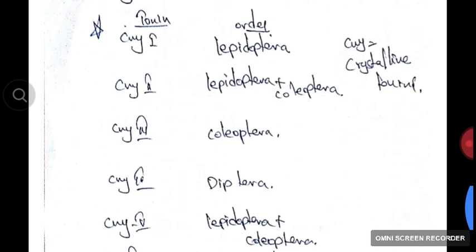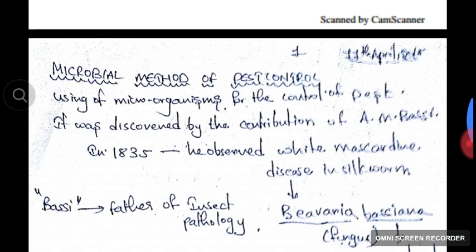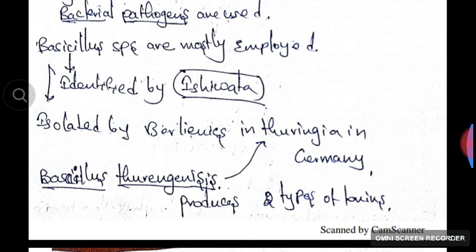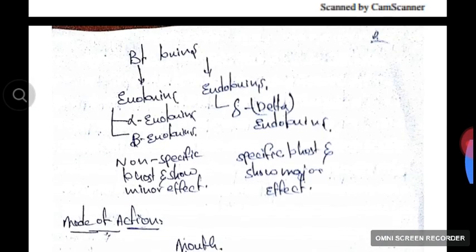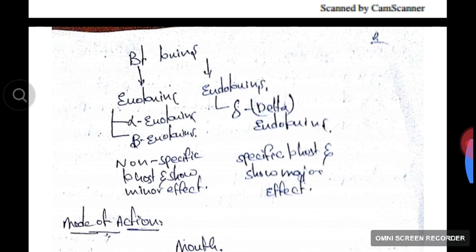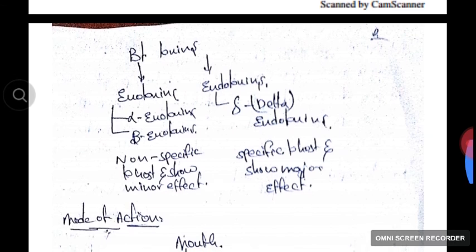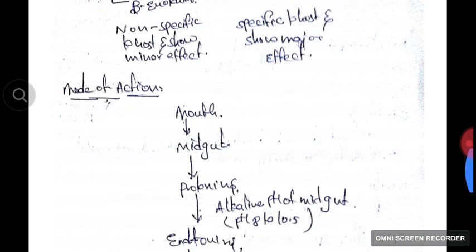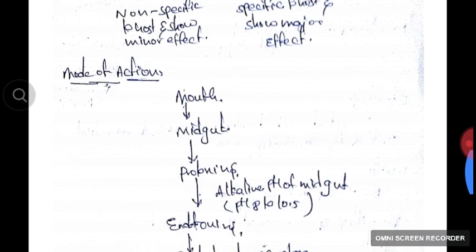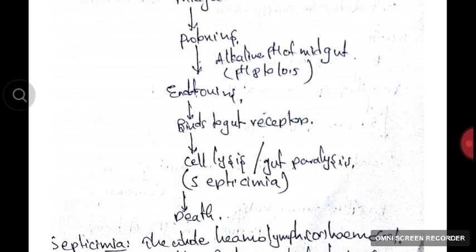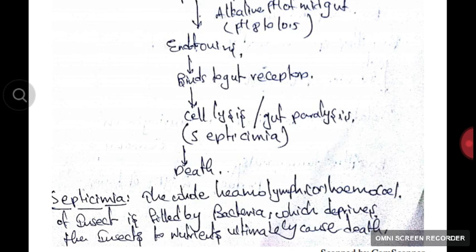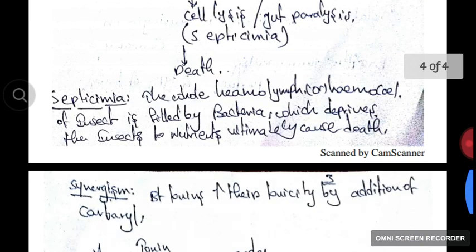Let's see the summary, friends. Microbial method of pest control: mostly Bacillus species are employed because of their Bt toxins. There are two types, exotoxins and endotoxins. Delta endotoxins are most effective and host specific. And here is the flowchart. Bacteria enters the mouth and reaches the midgut of the pest. It releases the protoxins. Due to the alkaline pH of the midgut, which ranges between 8 to 10.5, they become endotoxins, bind to the gut receptors, and lead to cell lysis, gut paralysis or septicemia, and ultimately death.